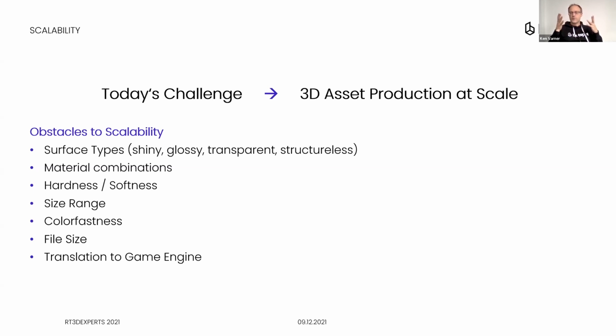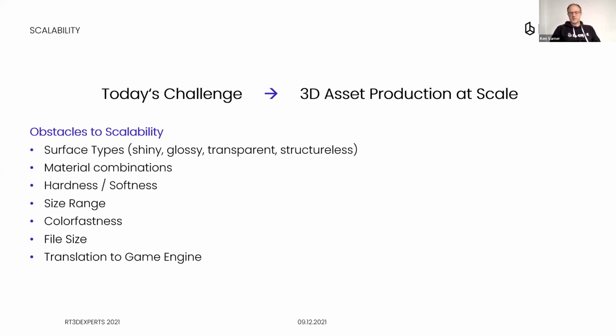But anyway, photogrammetry is not perfect. We all know that. Some of the traditional obstacles to scalability are surface types: shiny, glossy, transparent, structureless. They don't give the best models coming out of the scanner. Then material combinations, exactly where those overlaps are, making sure that's clear, and translating that to a proper UV island down the pipeline. Hardness and softness: some things are soft and fall apart, so you can't get all the views you need in a single scan.